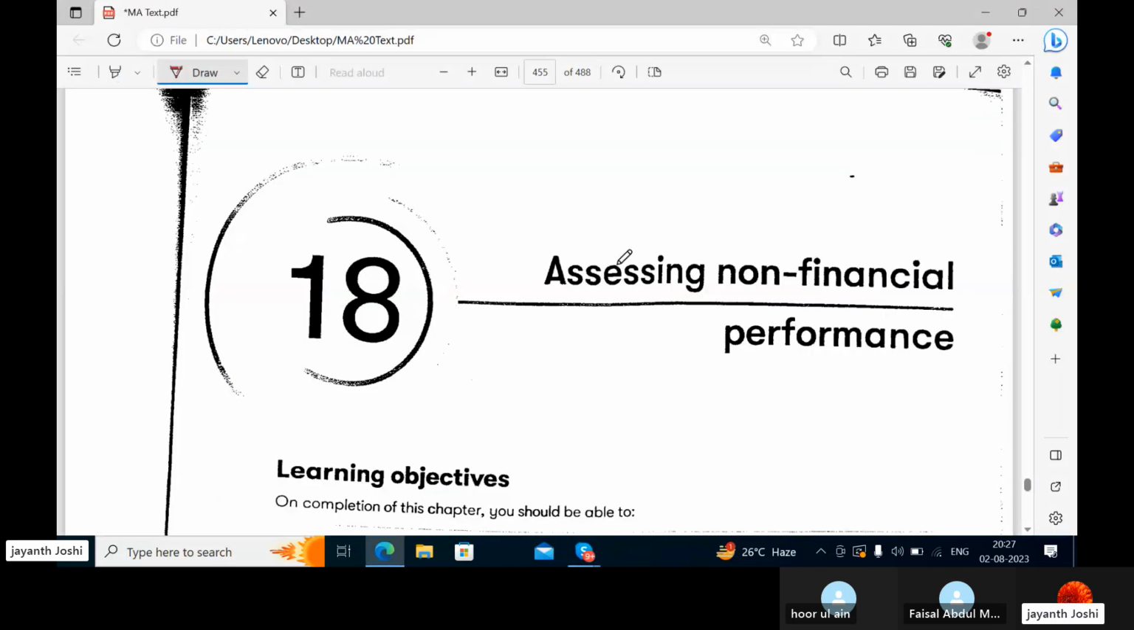So we are starting the topic assessing non-financial performance. You may be very well knowing about the financial performance of a company. If you want to know the financial performance of a company, you can know it if you check the SOPL of the company, that is the statement of profit or loss. Fine.